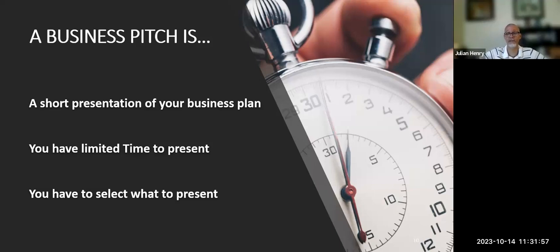The judge can't help you at that point. Or the investor cannot help you at that point. You ran out of time. In other words, you didn't manage your time well in delivering this pitch. You have to manage your time well.